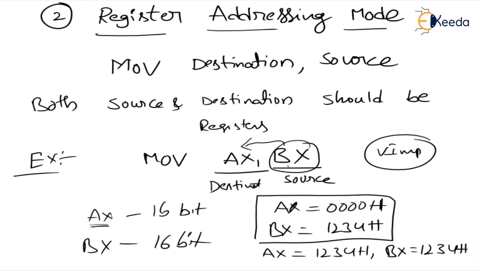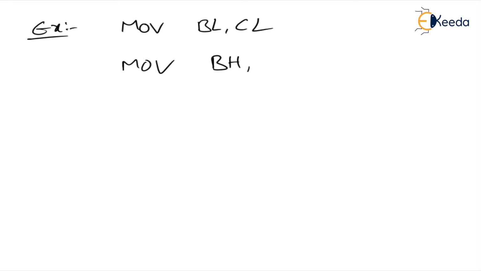Now tell me another example. Move BL comma CL, or shall we write move BH comma CL? That means these are 8-bit registers, and the CL value will move to the BH. Now what are the limitations in this register addressing mode? Register addressing mode means both source and destination should be registers.